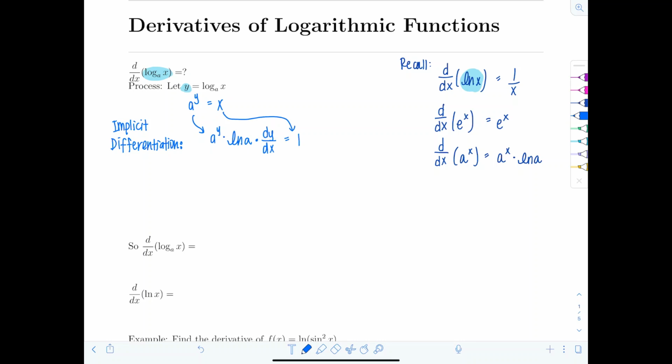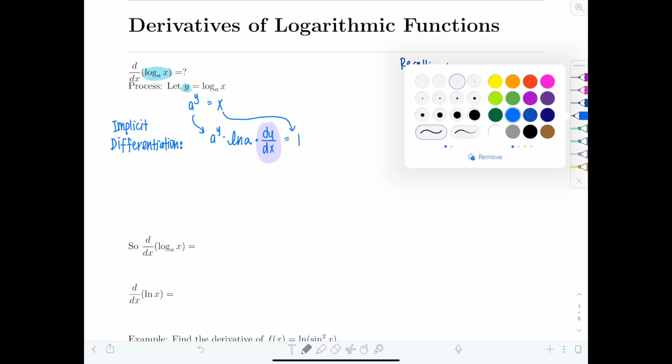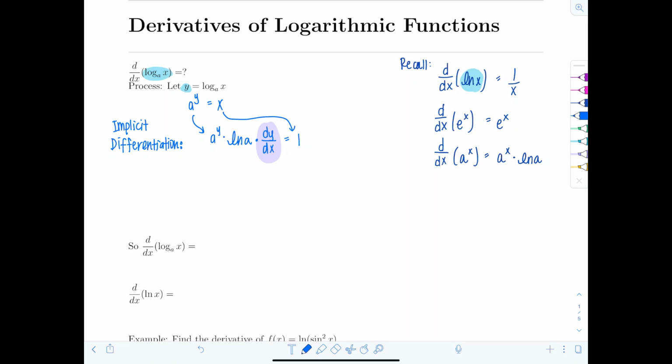Okay. So now I want to isolate dy dx, and I can do that by dividing by a to the y ln of a. So dy dx equals 1 over a to the y times natural log of a. But then remember, a to the y is equal to x. So this simplifies to 1 over x times the natural log of a. Did you guess that?